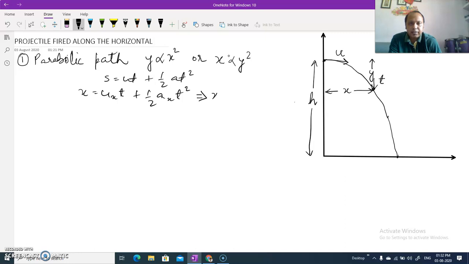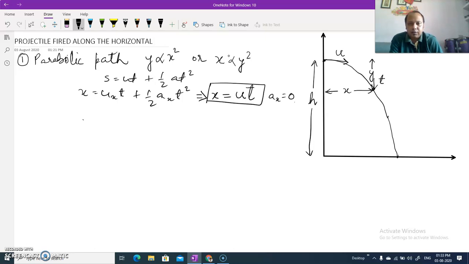So we can write the equation x is equal to ux, the initial velocity. ux is given by u, and t is the time, so it is t here. The value of ax is 0 for a body thrown into space along the horizontal. The acceleration is 0. So we have this equation, x is equal to ut.